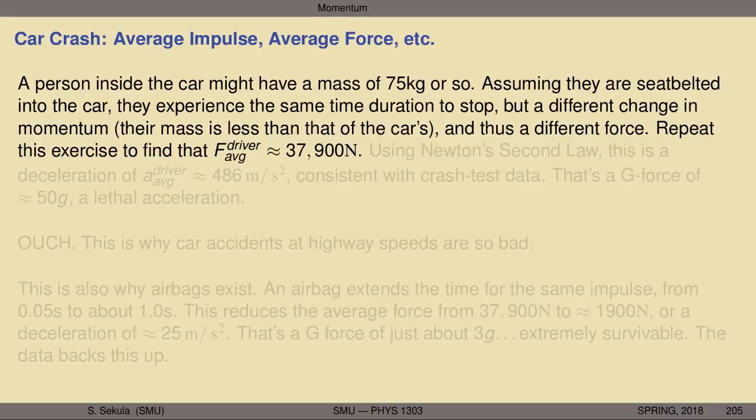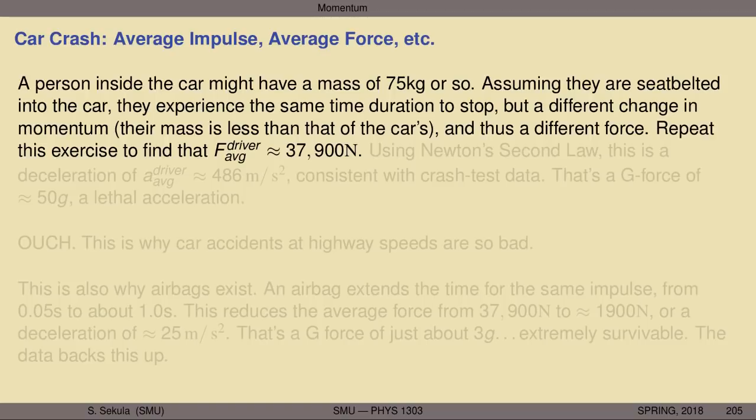If you plug in the numbers, mass is 75 kilograms, average time to stop is about 0.05 seconds. This assumes no airbag, and I'll talk about the airbag in a moment. But this assumes no airbag, that basically you are stopping at exactly the same rate as the vehicle. And so the force on you is 37,900 newtons or thereabouts.